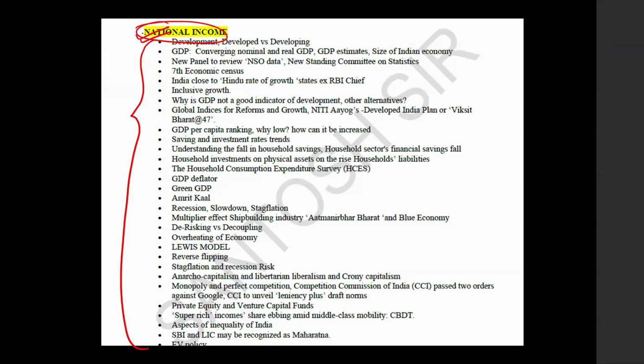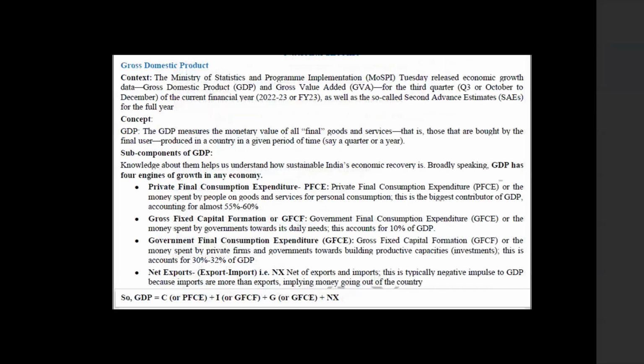So, guys, you all know that this topic, national income, every year, at least one question you get from this section. So, this year, what are the important topics? Let us see, guys. So, the very first topic we can get is overall India's GDP. Guys, you know that GDP is what? GDP is about the private final consumption expenditure, gross capital formation, then government final consumption expenditure, and net exports.